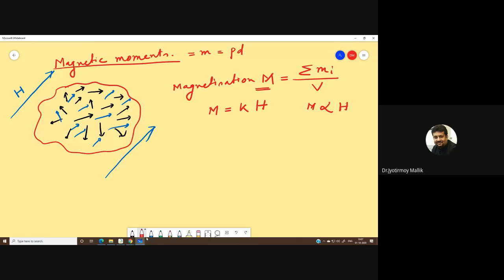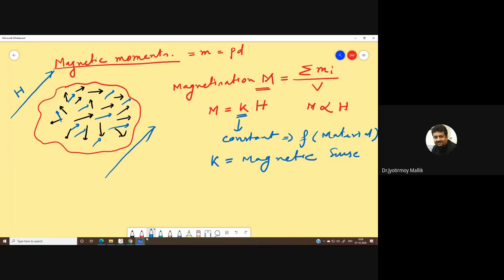And the other thing that it is dependent on is this parameter K, which is constant for this particular material. So K is constant and is essentially a function of the material, in this particular case, rock or mineral. And K is called magnetic susceptibility.